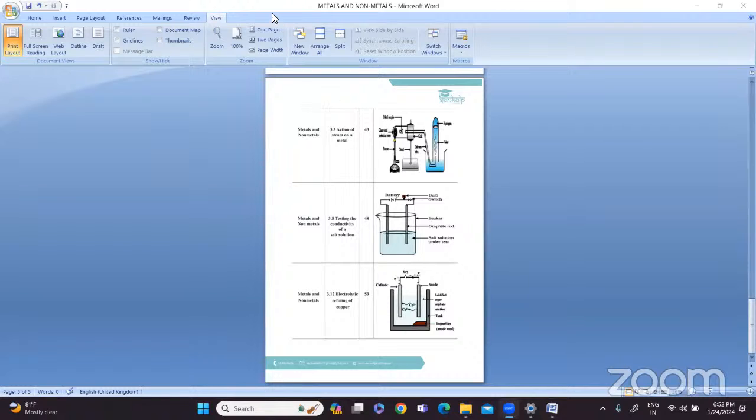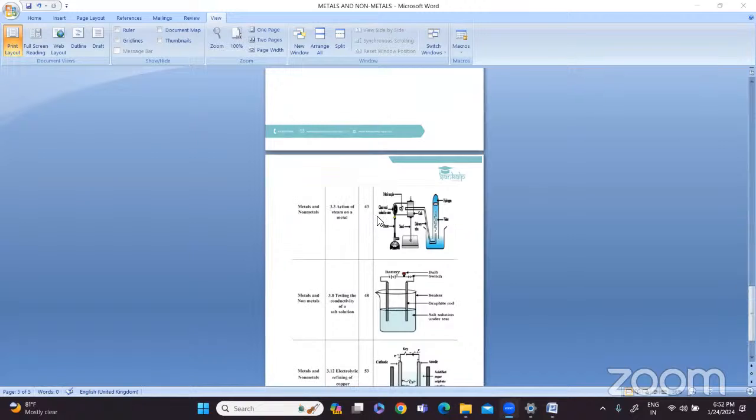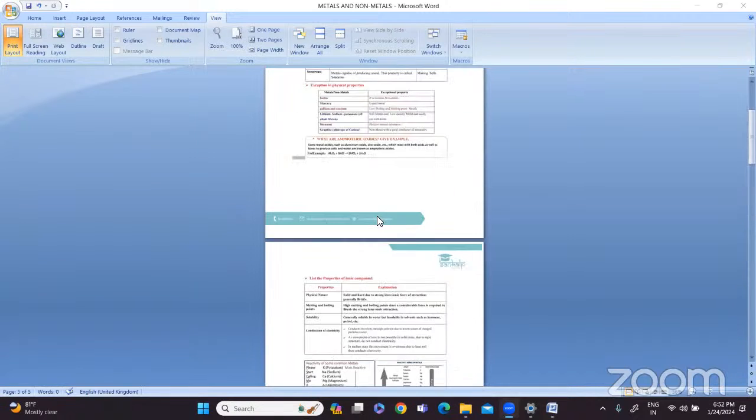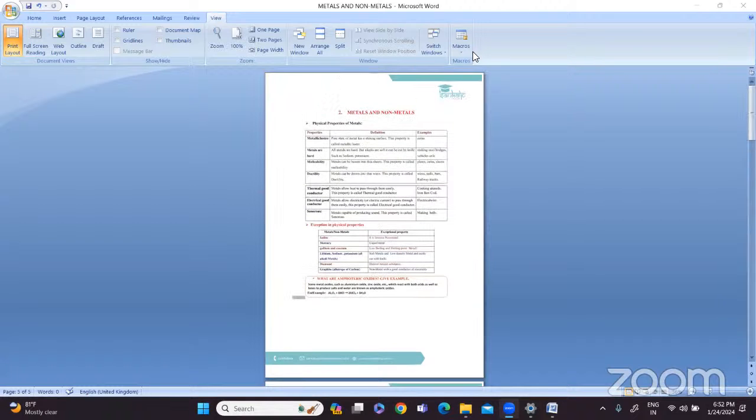So this was about the important concepts from this particular chapter, that is metals and non-metals. Go through these important concepts, based on which the questions can be asked. In the next class, I'll be solving the important questions from this chapter.